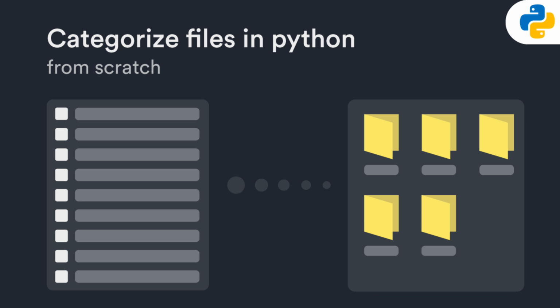So hello everyone, in this video I'm going to show you how to create a Python program that categorizes all these files into separate folders, like all the HTML and CSS files into a web folder, all the docs files into a documents folder, etc. So without wasting time, let's get started.